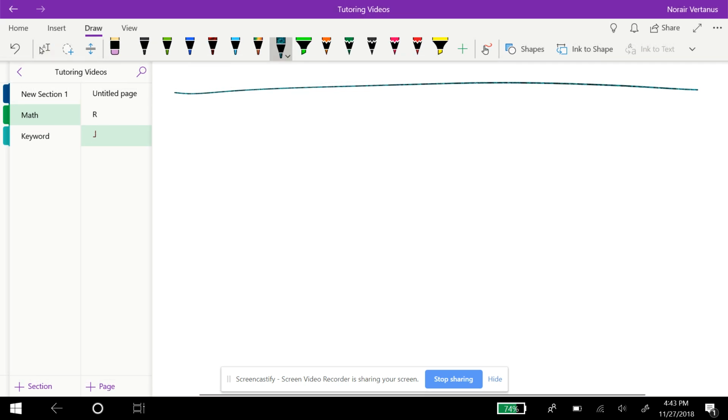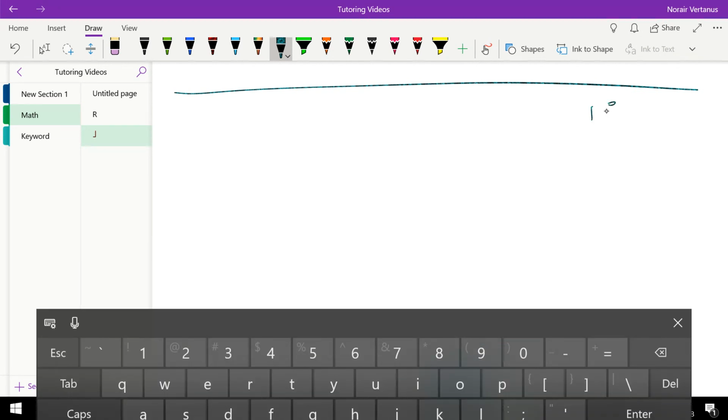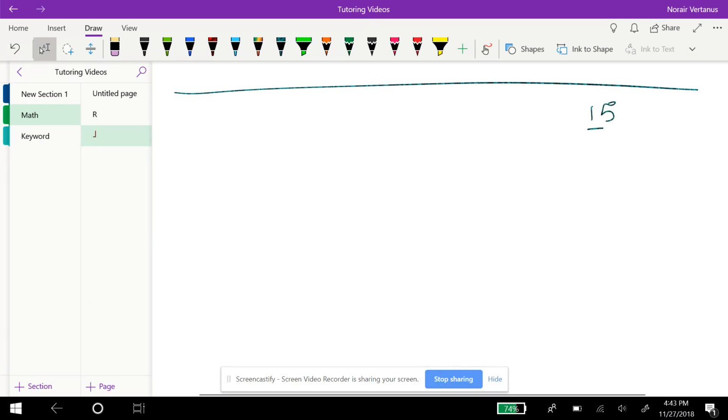A test consisted of 15 multiple choice, 12 true false, and 10 fill in blank questions. So there are 15 multiple choice, and then 12 true false questions, and 10 fill in blank. So there's totally how many questions?